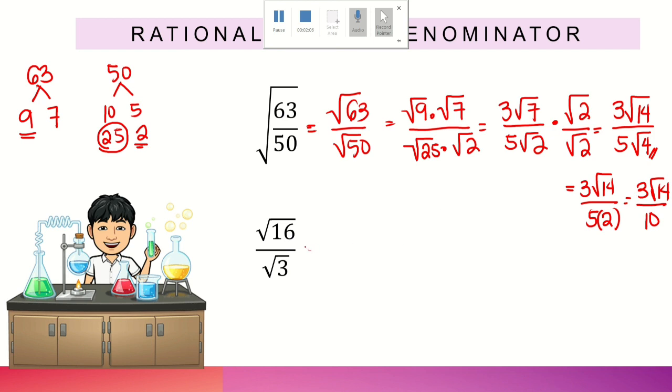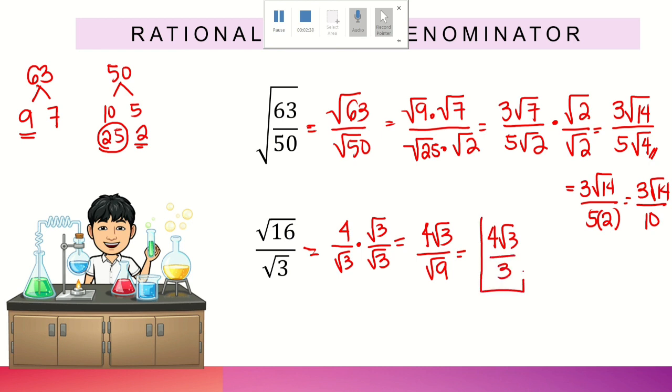Let's have our last example. If we have square root of 16 all over square root of 3, we know that square root of 16 is a perfect square. That's why we will write 4 all over square root of 3. Then we rationalize, multiply both sides by square root of 3. Then our answer now here is 4 square root of 3 all over square root of 9. Square root of 9 is equal to 3. So 4 square root of 3 all over 3. And again, our answer is free from radicals, especially in the denominator part.